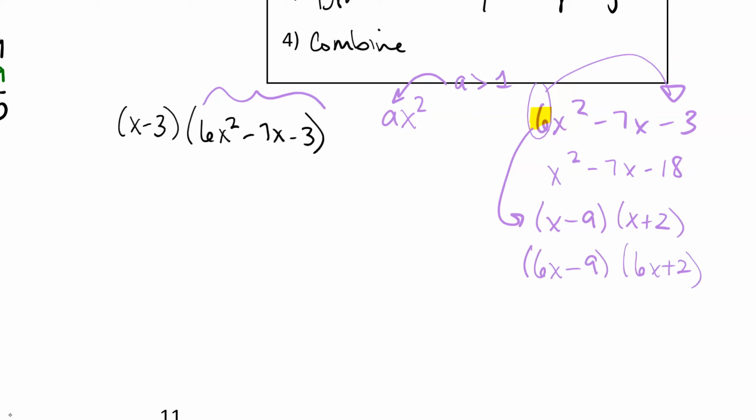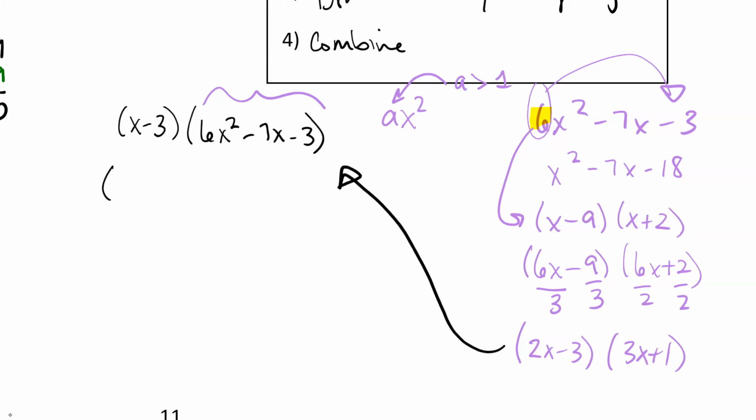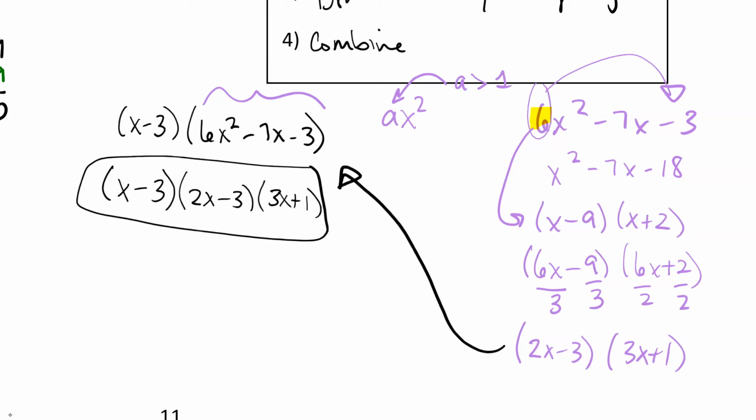And the last step is to simplify the factors. So for instance, 6 and 9 both have a factor of 3 in them. 6 and 2 both have a factor of 2. So I can simplify it by writing 2x minus 3 and 3x plus 1. So bring that back up here. And the fully factored form would be x minus 3 times 2x minus 3 times 3x plus 1. This would be the answer.